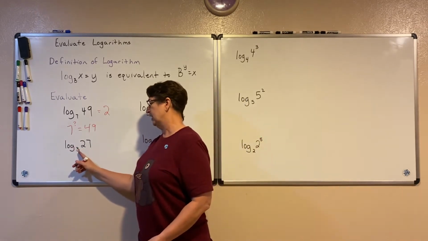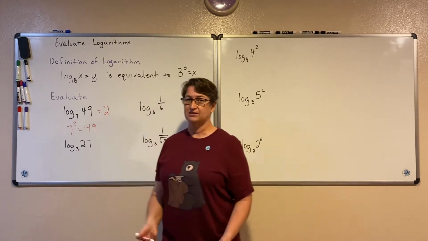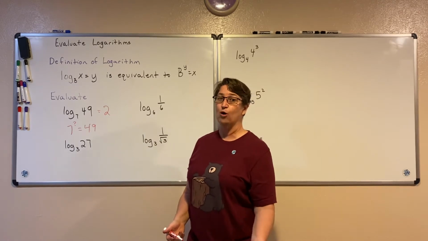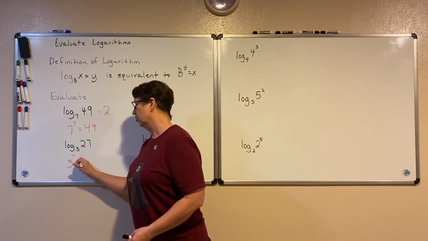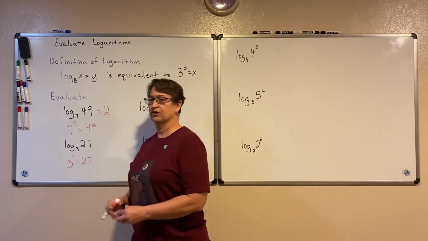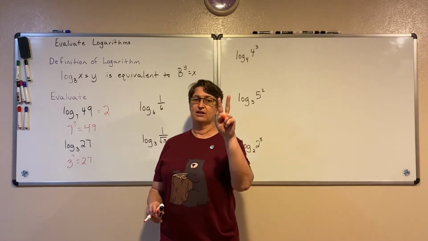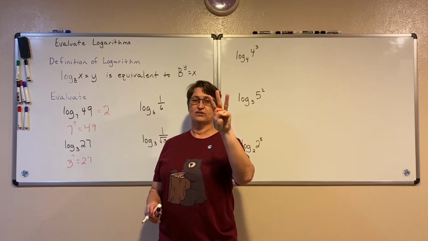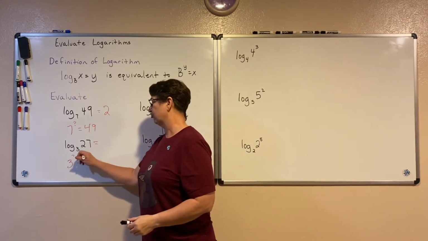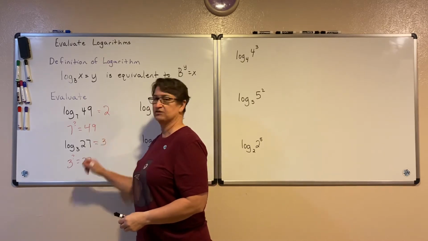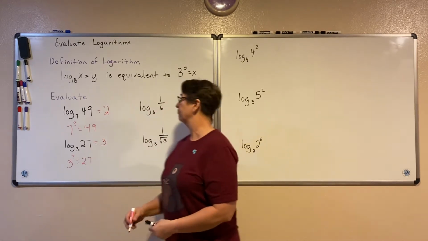Log base 3 of 27, I'm asking myself, 3 to what power gives me 27? Well, 3 times 3 is 9, times 3 is 27, so it's to the third power. So log base 3 of 27 is just equal to 3.